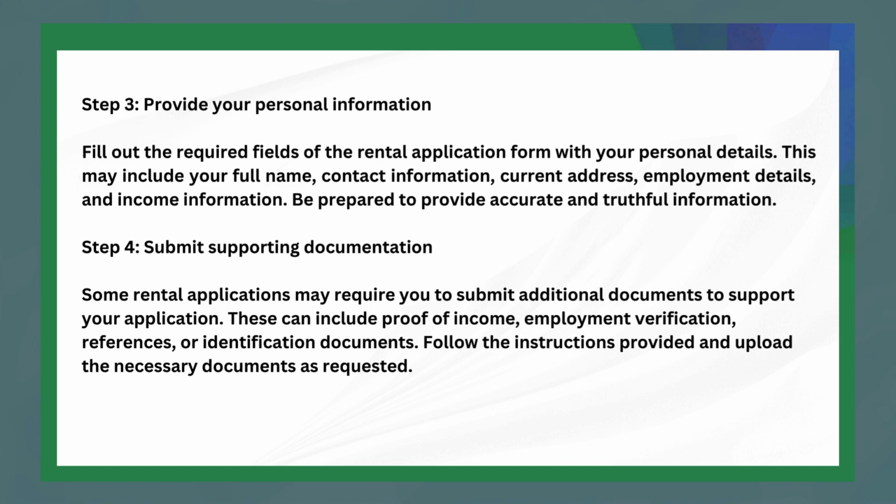The fourth step is to submit supporting documentation. Some rental applications may require you to submit additional documents to support your application. These can include proof of income, employment verification, references, or identification documents. Follow the instructions provided and upload the necessary documents as requested.